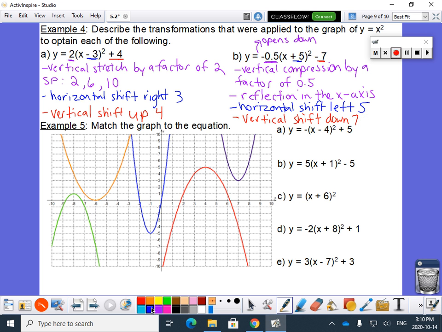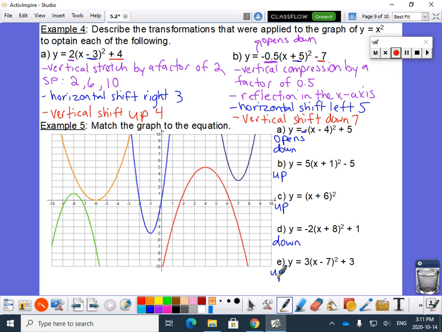Okay, so this next question says match the graph to the equation. So the first thing that I would do is write whether or not the parabola opens up or down. So for A, we're going to say opens down because the A value out front here is negative. B, the A value is positive, so it's up. C is positive, up. D is negative, so down, and E is positive, so up.